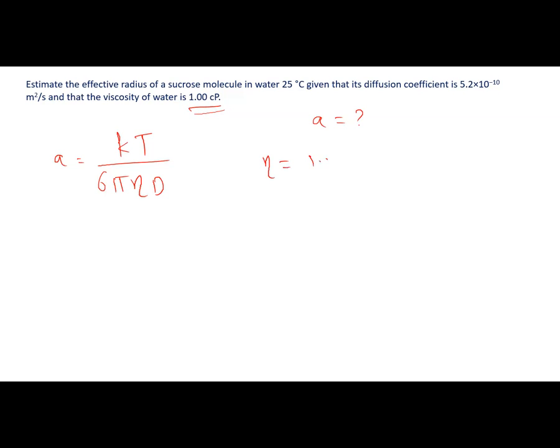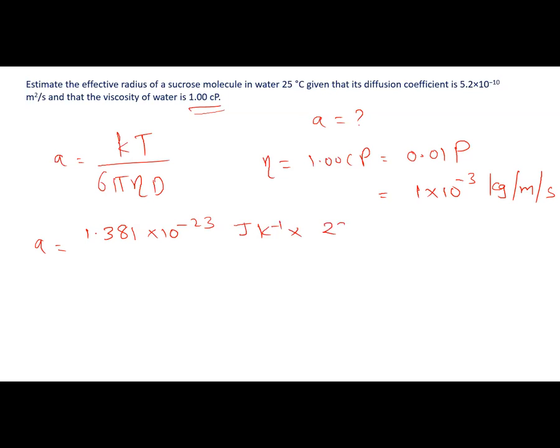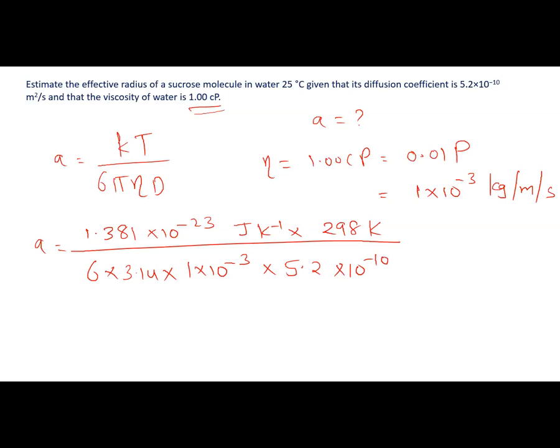For us, eta is given as 1 centipoise, which is equal to 100th of a poise, and which we can rewrite as 1 times 10 power negative 3 kilogram per meter per second. So I guess now we have all of the essential values. We just need to plug in all this. Boltzmann constant k is equal to 1.381 times 10 power negative 23 joule per Kelvin. And the temperature is 298 Kelvin. The entire thing divided by 6 times 3.14 times the viscosity 1 times 10 power negative 3 times the diffusion coefficient 5.2 times 10 power negative 10 meters squared per second.